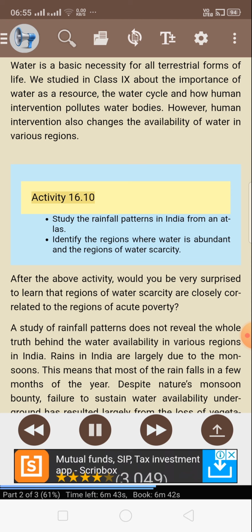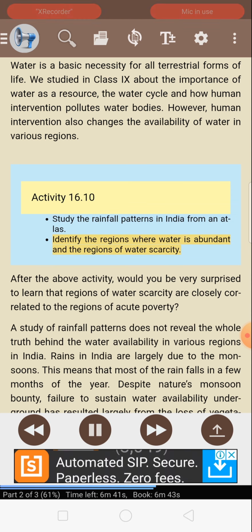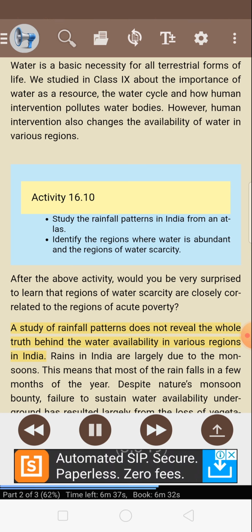Activity 16.10. Study the rainfall patterns in India from an atlas. Identify the regions where water is abundant and the regions of water scarcity. After the above activity, would you be very surprised to learn that regions of water scarcity are closely correlated to the regions of acute poverty? A study of rainfall patterns does not reveal the whole truth behind the water availability in various regions in India.